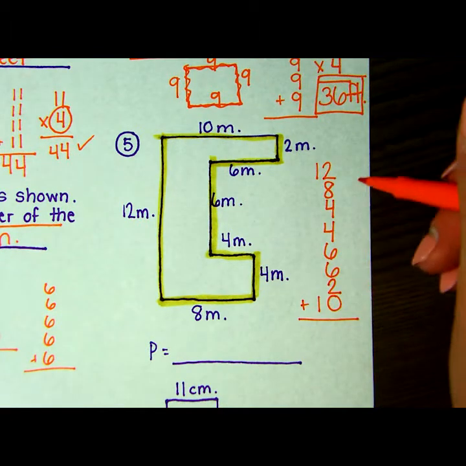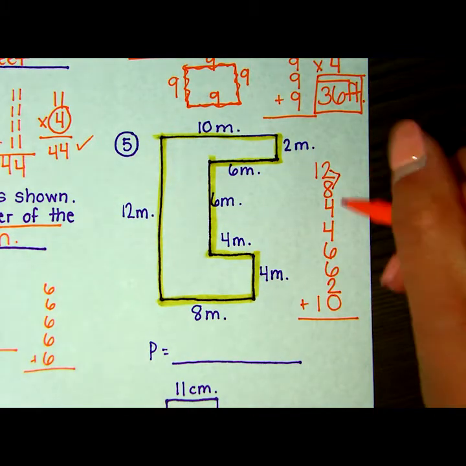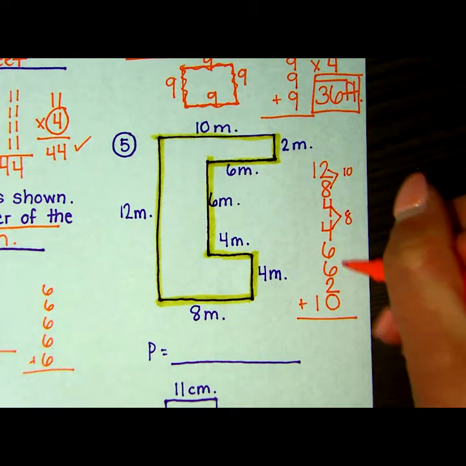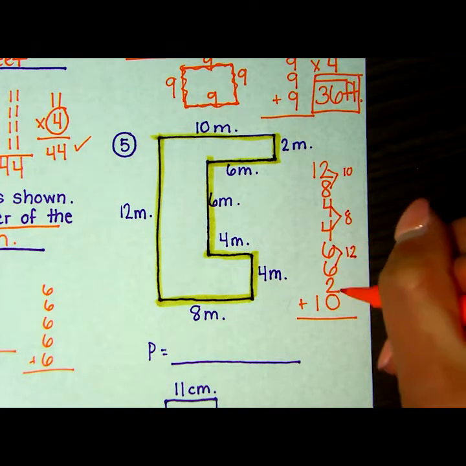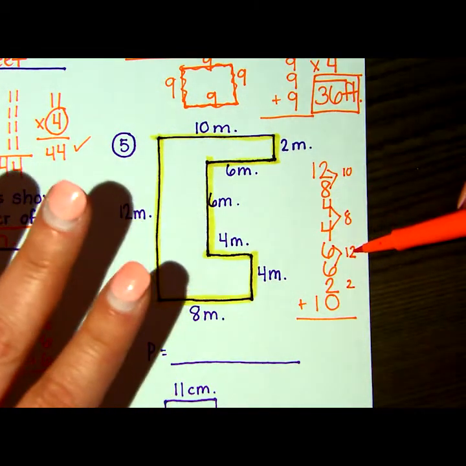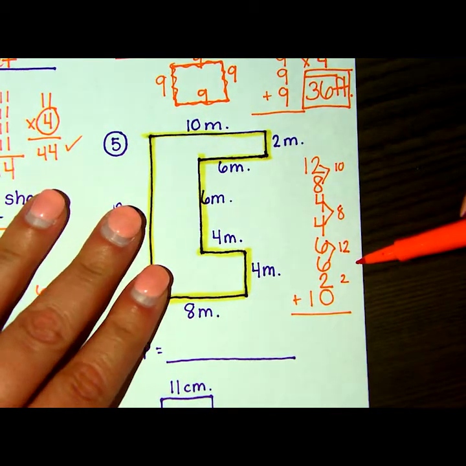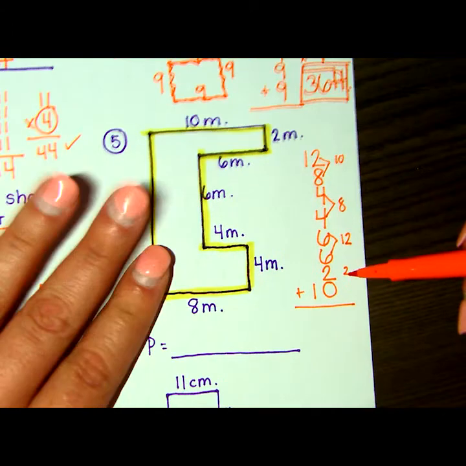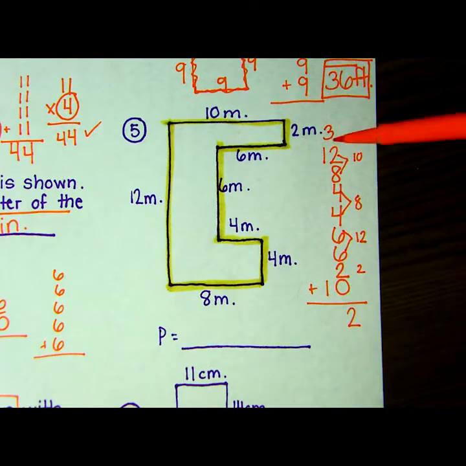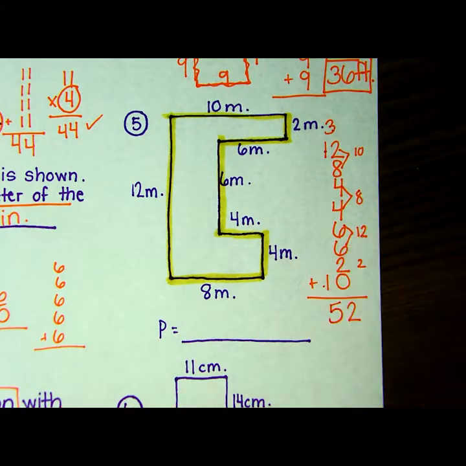Well, let's see here. 8 plus 2, that gives me 10. And 4 plus 4, that's equal to 8. 6 plus 6, that's equal to 12. And then 2 more. Let's see here. That's 18, 19, 20, 21, 22, 23, 24, 25, 26, 27, 28, 29, 30, 31, 32. So I'm going to put the 2 here and carry my 3. And now I have 3, 4, and 5. So we have a perimeter of 52.